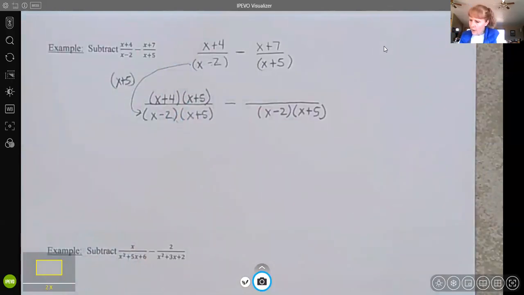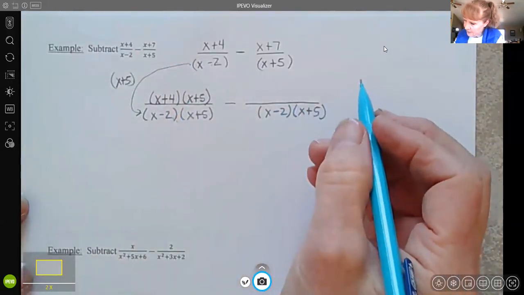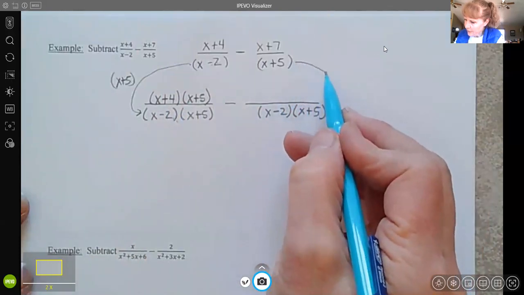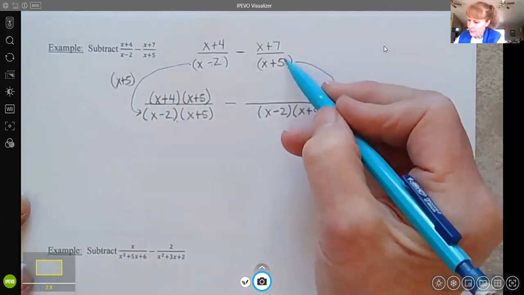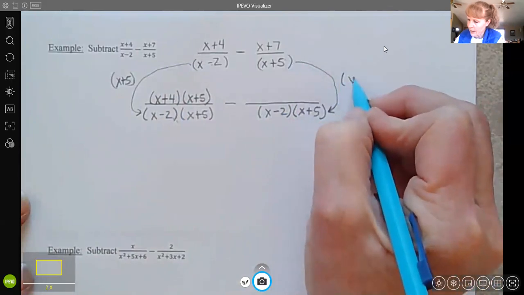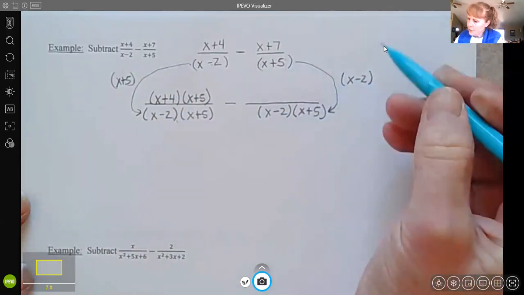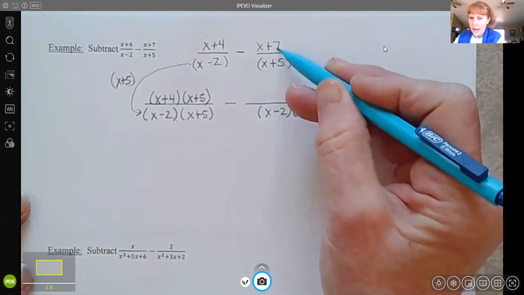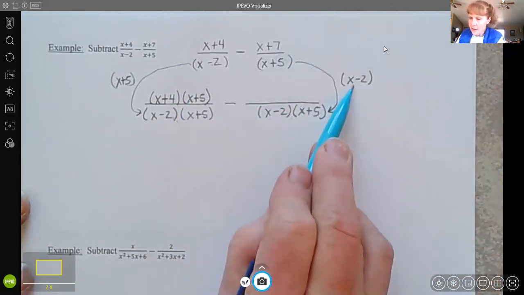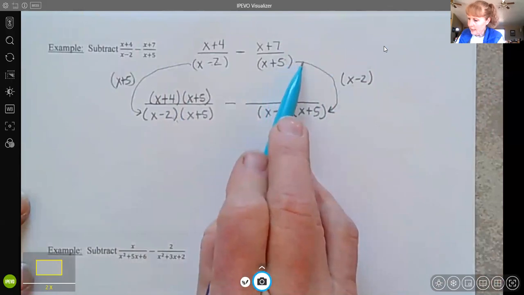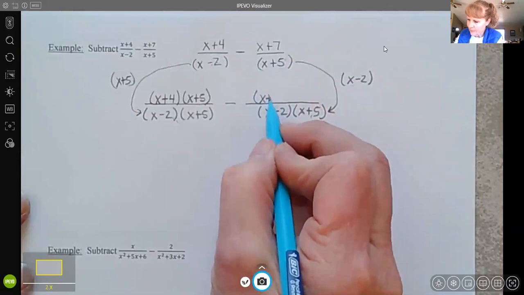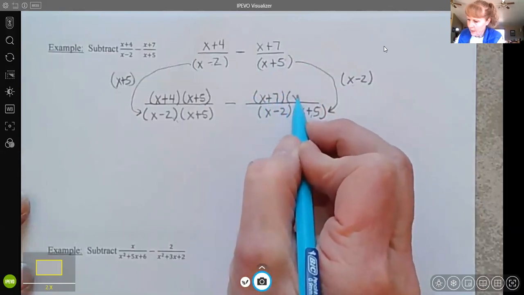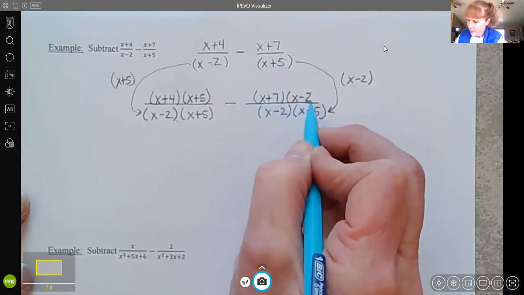And let's go to the next one. We've got x plus 5. To get to this one, I have to multiply by x minus 2. To go from this denominator to this denominator, I'm multiplying by x minus 2. So you're going to take that times that. So I'm going to take this x minus 2 that I needed here and multiply it by my numerator. This is just that step 2 on the previous page.